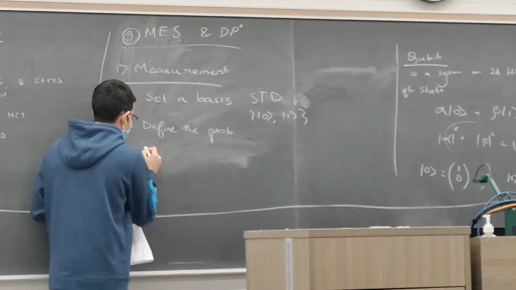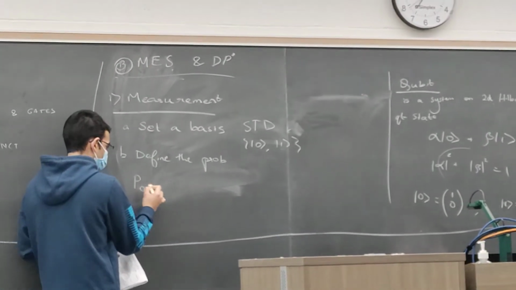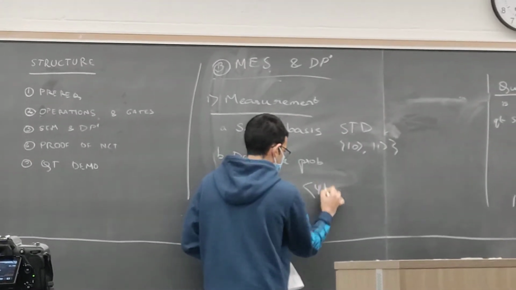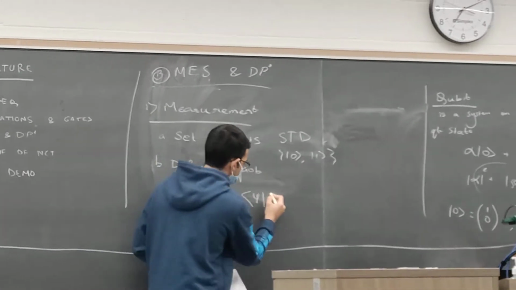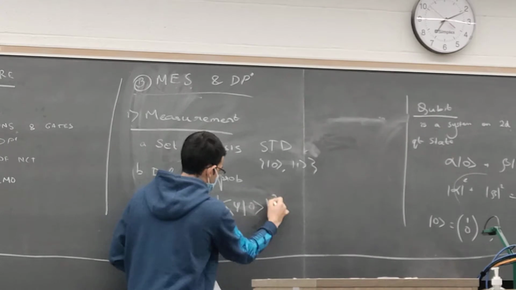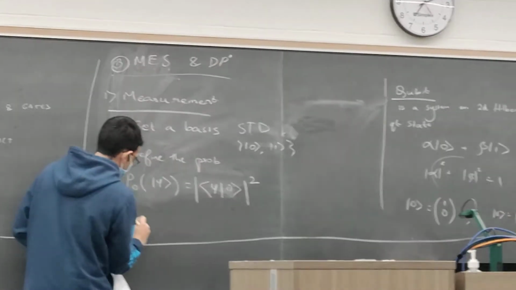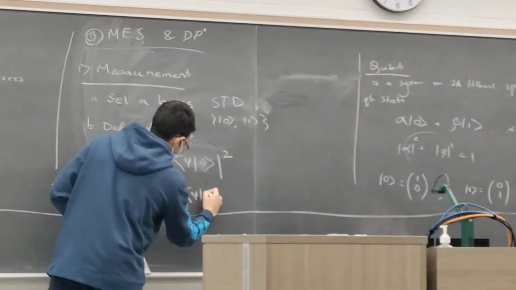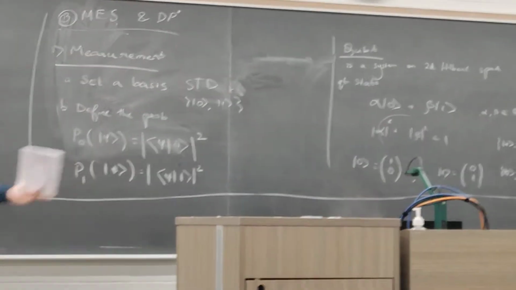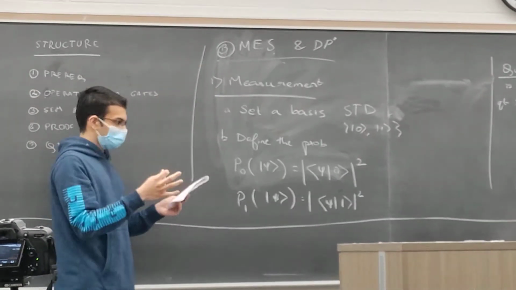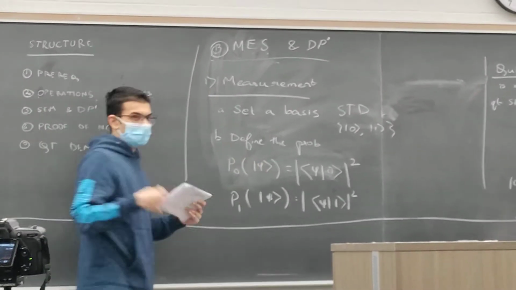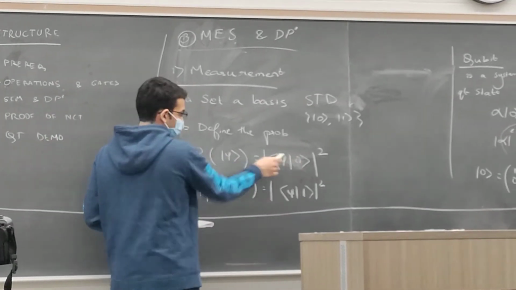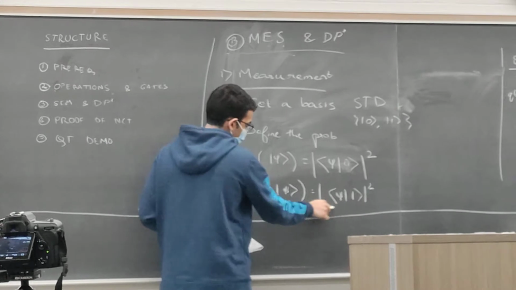And to define the probability, we say that the probability of measuring 0 in the state psi is, we take the bra function specified by the state psi and 0, the norm of it squared. And 1 is similar. Right. So this is the probability of measurement. So if I have a qubit with state psi, and I measure it, I measure the state 0 with this probability, and I measure the state 1 with this probability.